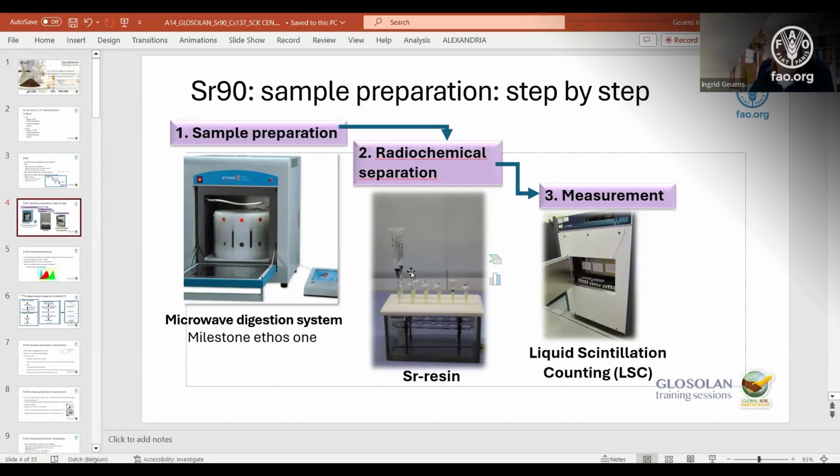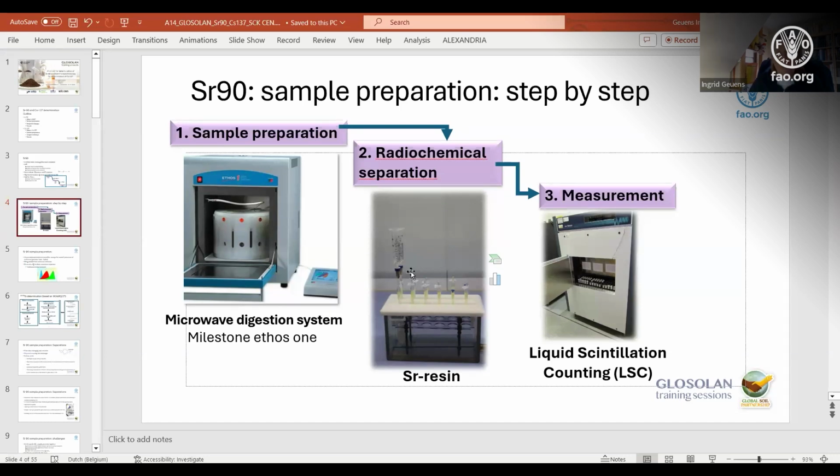We do first sample preparation, and it means we will have to digest, bring it into solution. We use most of the time a microwave digestion system, but anything like a high pressure system that brings your material into solution is okay. This is just an example of a microwave we are using.